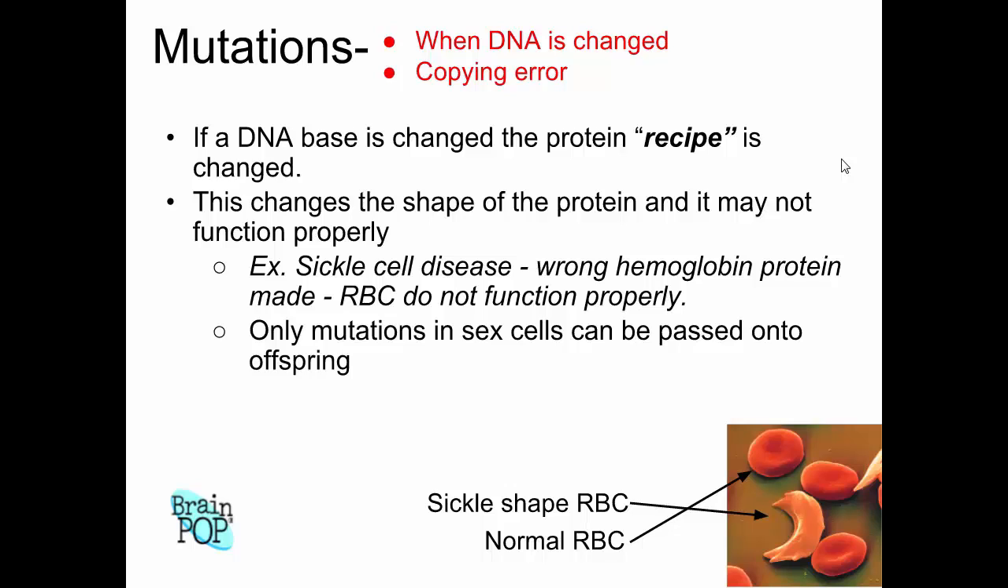So for these kinds of DNA errors, only the mutations in sex cells get passed down to offspring. If you have a mutation in your liver cell, you can't pass it on to your kids because you don't pass your liver cell on. It only happens in your gametes. So if there's a DNA error when making your gametes, your sperm or your egg cells, you will pass it on.